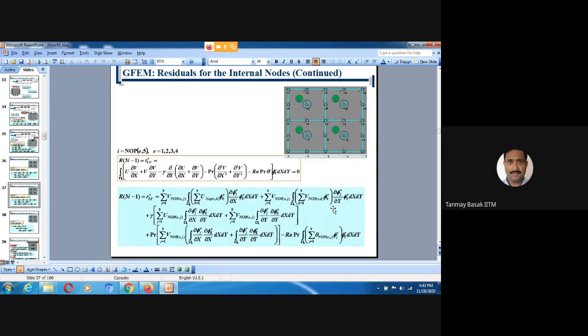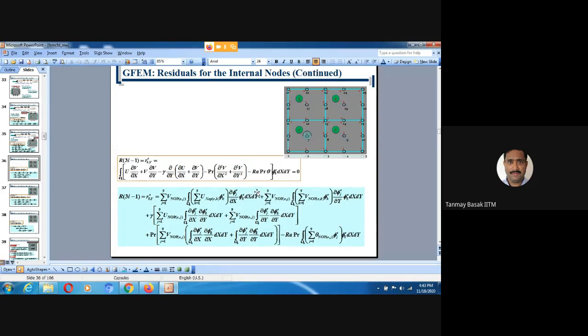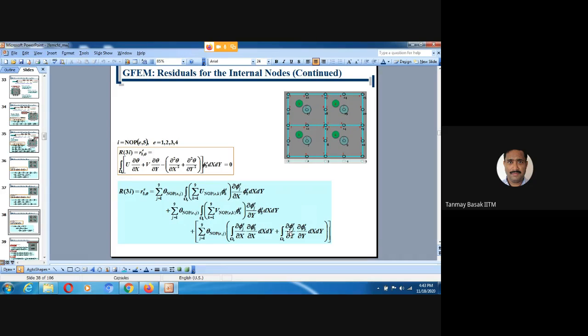Similarly, these are the internal nodes for the x velocity component, the x velocity component of the Navier-Stokes equation. This is for the y velocity component, with the Boussinesq approximation, and these are the nonlinear terms. In this nonlinear finite element method, these nonlinear terms have to be properly handled. You can always refer to my paper, Basak, Rai and Balakrishnan 2006, where these algorithms are given for your future reference.